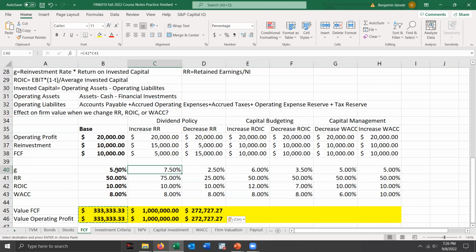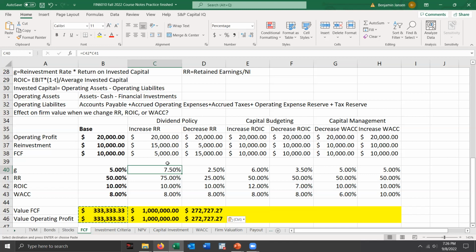We've increased from 5 to 7.5%, but that is just per year. So we're only seeing a 2.5 percentage point increase in value per year, but it's compounded in perpetuity. And this is the power of compounding. The more we're compounding value, the quicker it can grow over time.